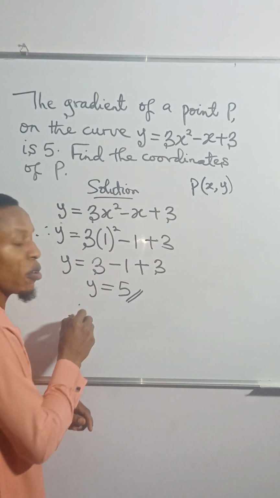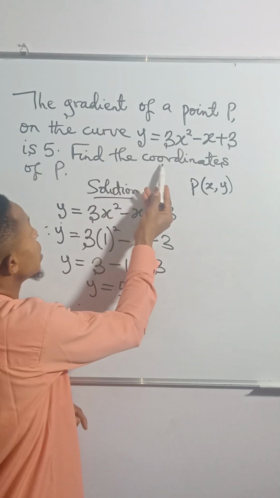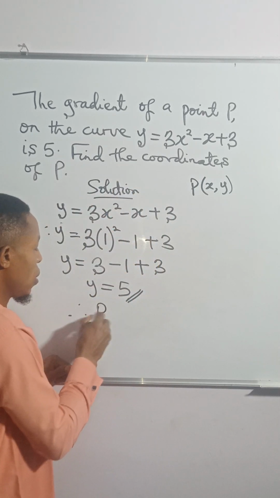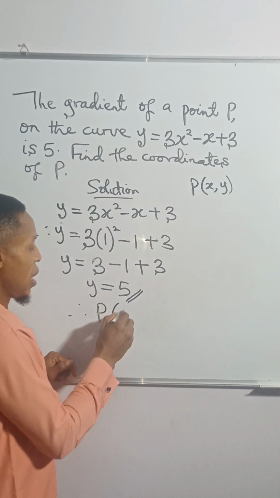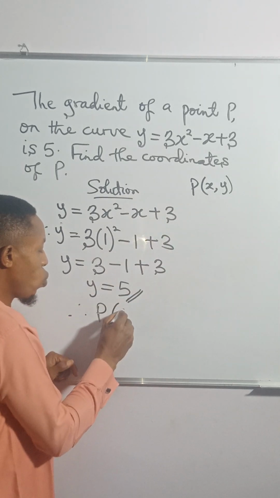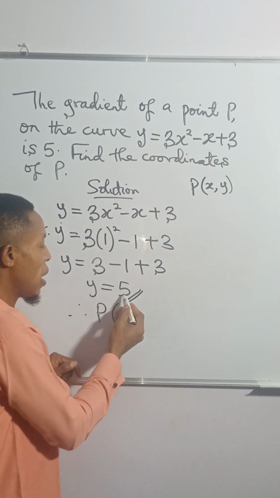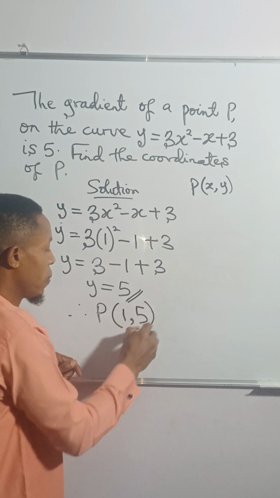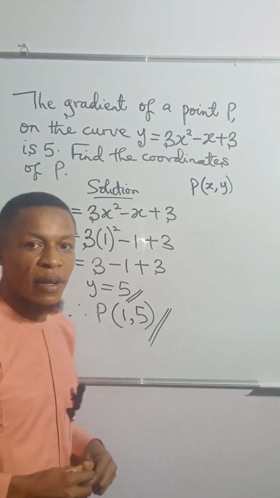Therefore, you now put it in coordinates. The coordinate of this point P is x, which is 1. I write 1, I put my comma sign, and y is 5. And this is the answer.